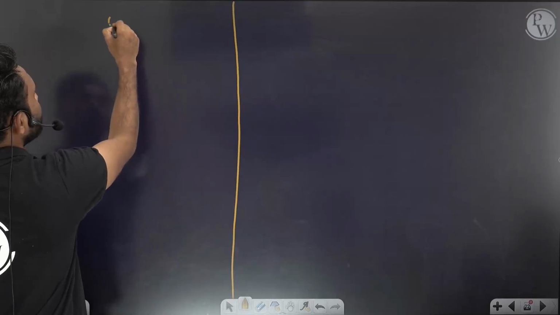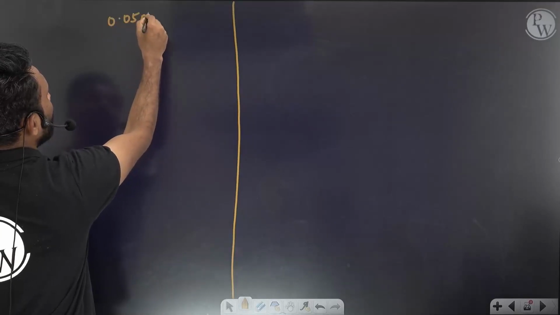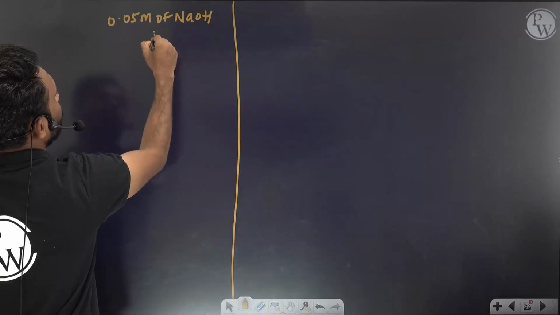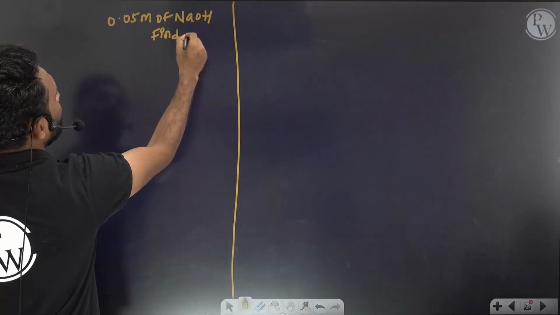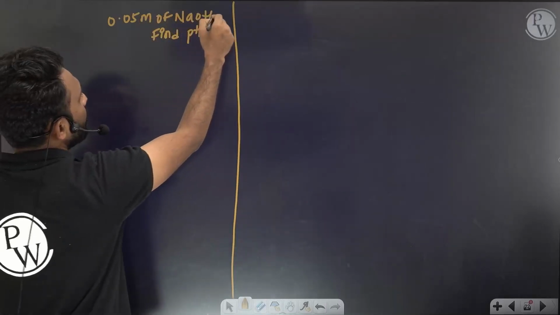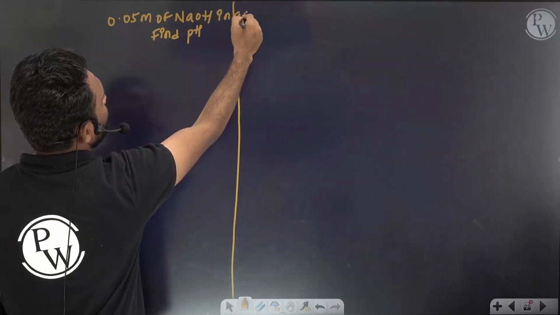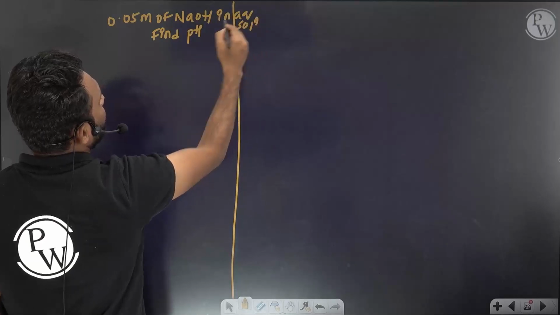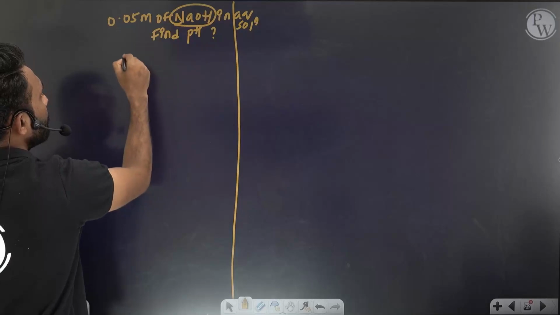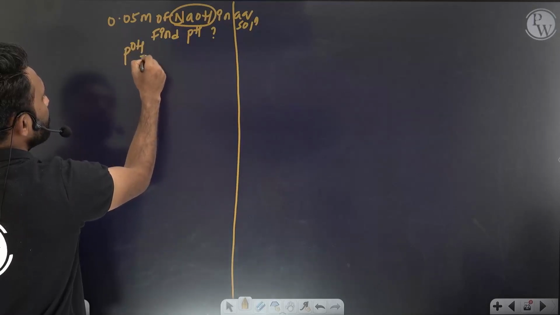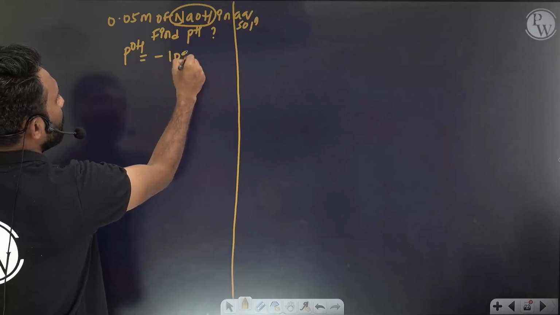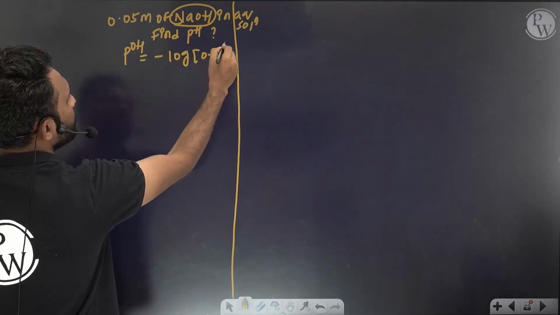He has given 0.05 molar of NaOH, find the pH. 0.05 molar of NaOH in aqueous solution, find the pH. Now here the NaOH is the base, so pOH is equal to minus log of OH minus ion concentration.